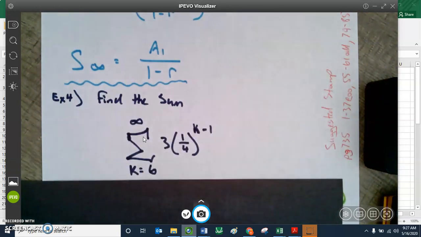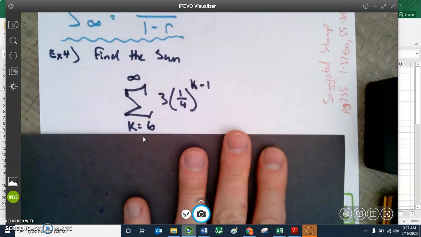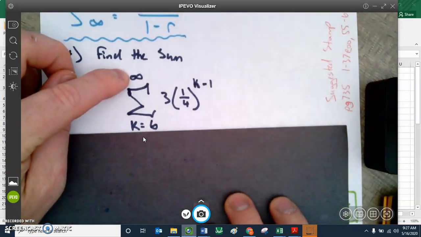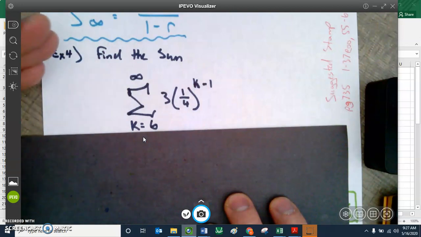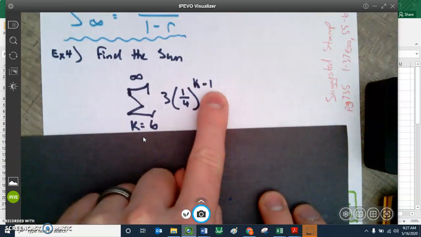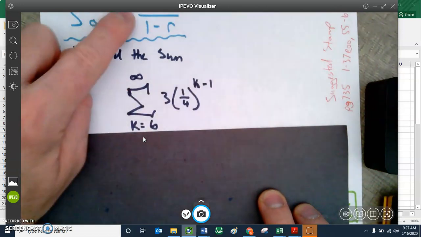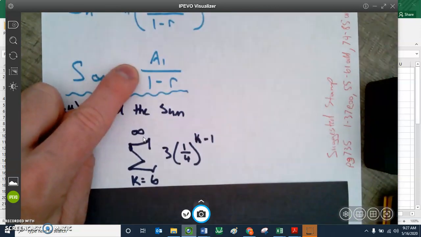Here we go. Here's a sigma. The partial sum, kind of. We're going from 6 to infinity this time. Here's my sequence. I know it's geometric because it's a base raised to some variable power. All the other things are kind of bells and whistles. It's geometric and it's infinite. So I'm thinking this formula we just looked at, geometric and infinite.